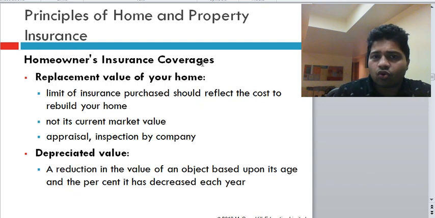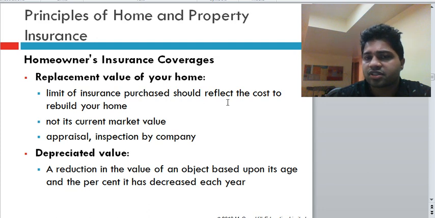Homeowners insurance coverage can work in two ways. The first way is the replacement value of your home. The limit of insurance purchased should reflect the cost to rebuild your house, not its current market value, and it is determined by appraisal inspections by the company.